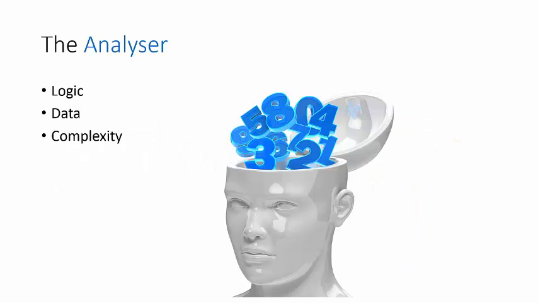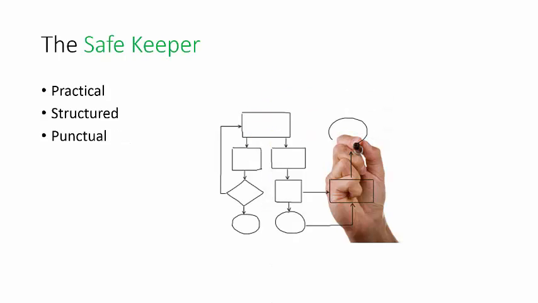Firstly, there's going to be the analyzer. They have an analytical approach to their work and apply logical thinking. They enjoy problem solving and have a real talent for dealing with complex issues. Next is the safekeeper. They have a practical approach to their work, but are generally risk averse. They're pretty conservative in the work environment. They're comfortable with a well-organised and structured approach to their work and are always on time, if not early.